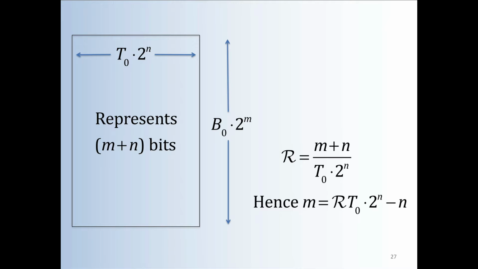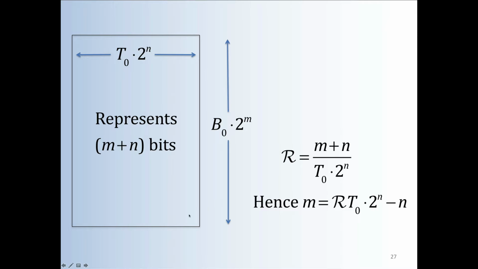So T0 is a characteristic of the interstellar medium, and you can think of it as being essentially fixed. As we change n and m, T0 remains fixed because it's a property of the propagation through the interstellar medium. And likewise, the bandwidth is B0, where B0 is the bandwidth of one of those coherence holes, times 2 to the m. So again, B0 is a characteristic of the interstellar medium, which stays fixed as we change n and m. Then the bit rate is equal to the number of bits that we're communicating divided by the time that it takes to communicate those bits, T0 times 2 to the n. And from that we can solve for m in terms of n.